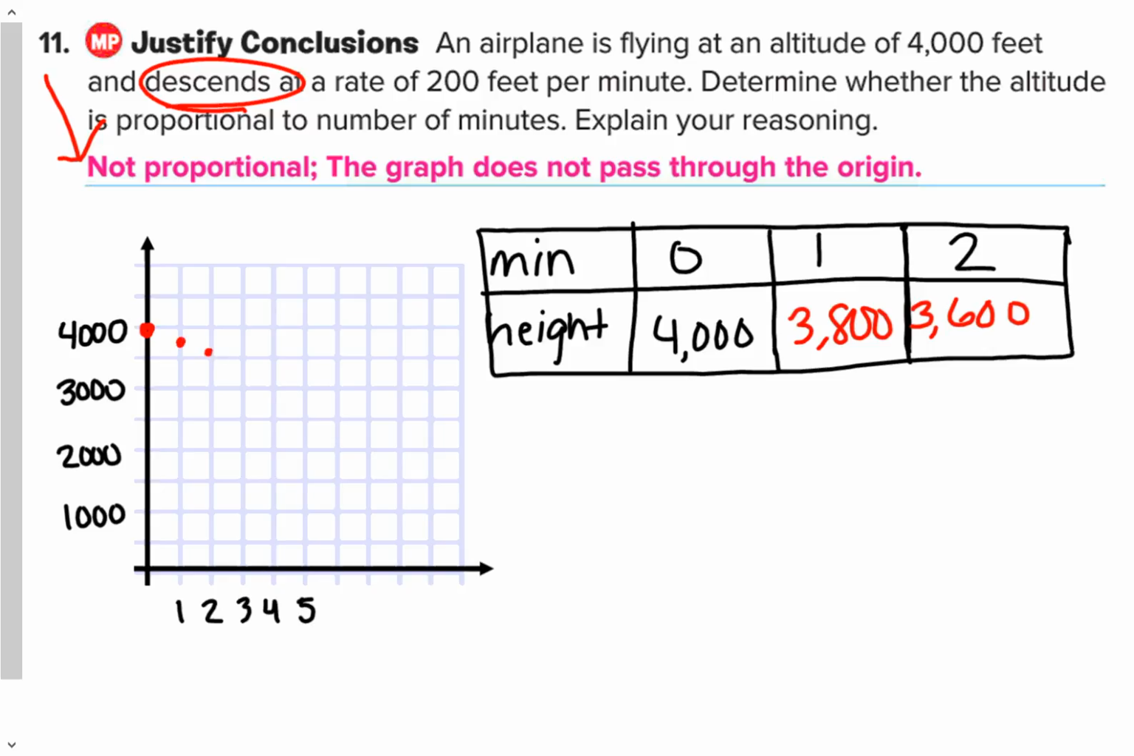All right, so notice that it does go in a straight line, but it does not start at the origin, which is at 0, 0. So this is going to be non-proportional. The graph does not pass through the origin.